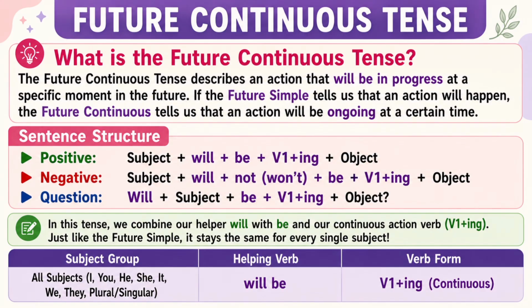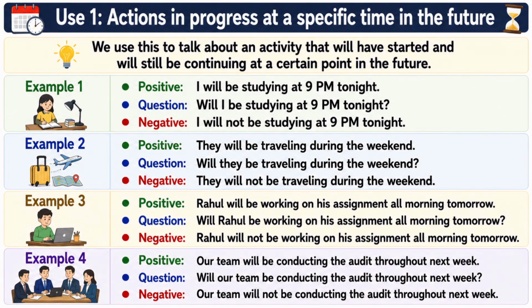Now let's understand its sentence structure. For a positive sentence, we use subject plus will plus be plus V1 plus ing plus object. For a negative sentence, we use subject plus will not or won't plus be plus V1 plus ing plus object. For a question, we use will plus subject plus be plus V1 plus ing plus object. In this tense, we use the helping verb will be along with the ing form of the main verb. Just like the simple future tense, will be is used with every subject, whether it is I, you, he, she, it, we, or they.